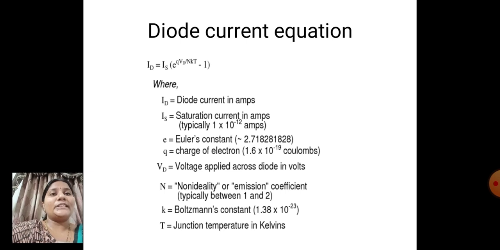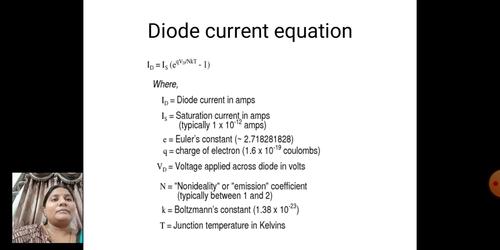And please don't expect very tough problems. Even the problems in this diode current equation are very simple. In the problem they give values, and we'll simply substitute the given values and find out the diode current. The type of the problems are very simple here.